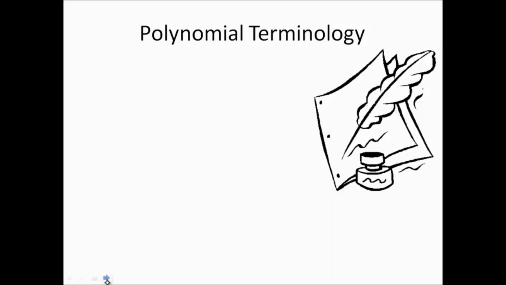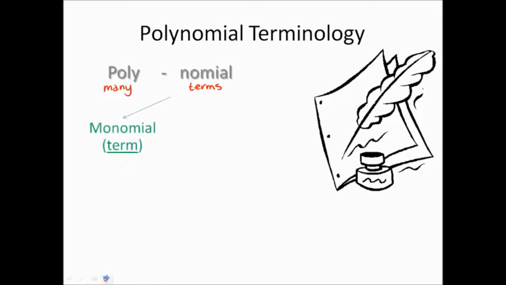This lesson covers polynomial terminology. What is a polynomial? If you split the word up into poly and nomial, you'll notice that poly means many and nomial means terms. So a polynomial is a mathematical expression with many terms.